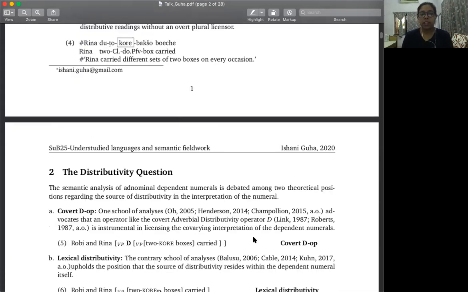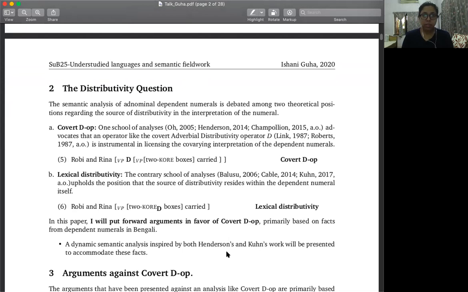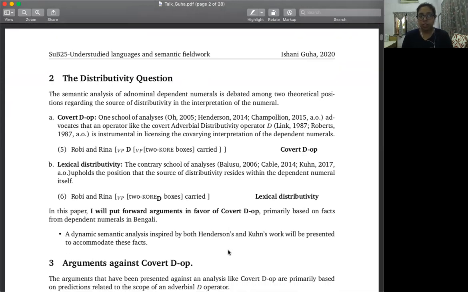The semantic analysis of adnominal dependent numerals is debated among 2 theoretical positions regarding the source of distributivity in the interpretation of the numeral. One school of analysis, which I've named Covert D, advocates that an operator like the covert adverbial distributivity operator D is instrumental in licensing the covariant interpretation of the dependent numeral. So 2 will be analyzed as 5 with D on the VP.